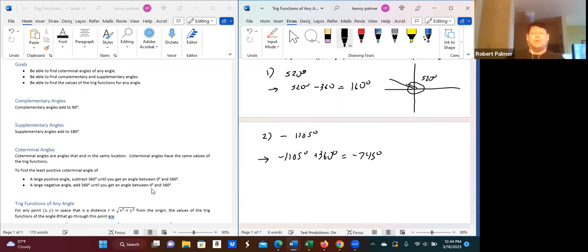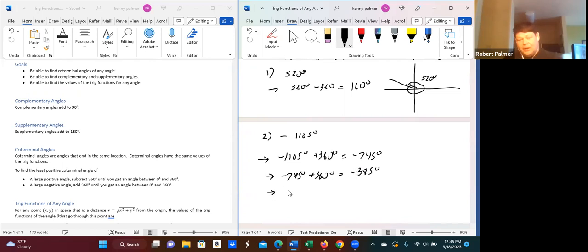No, that's not between 0 and 360. It's also not positive. So we'll do negative 745 plus 360 again. So add 360 to that. And that's going to be negative 385. Once again, we're going for something between 0 and 360 degrees, still not there. We're getting closer.